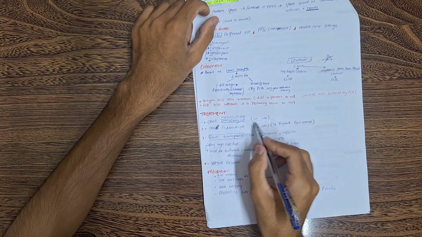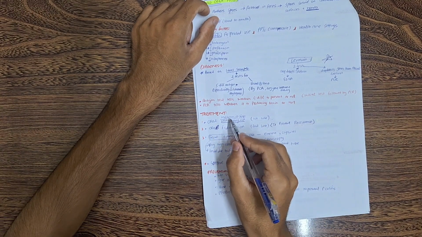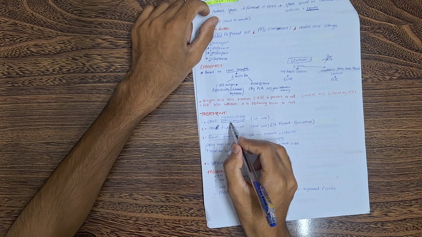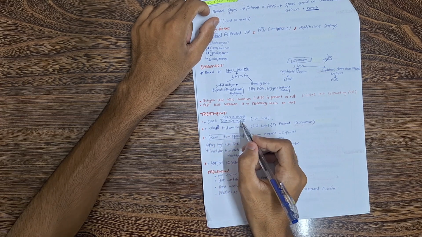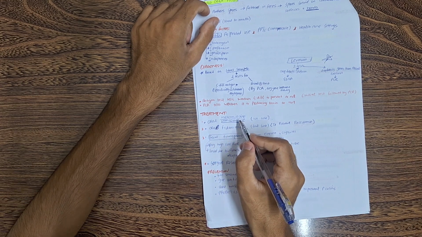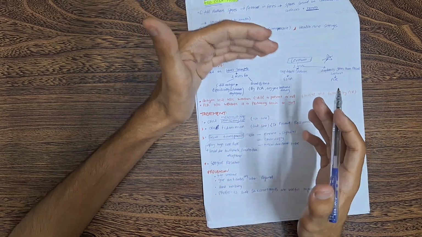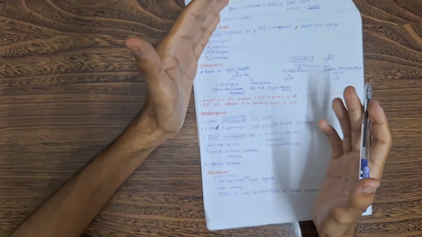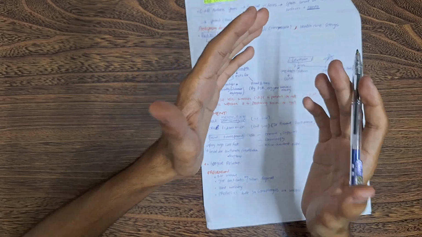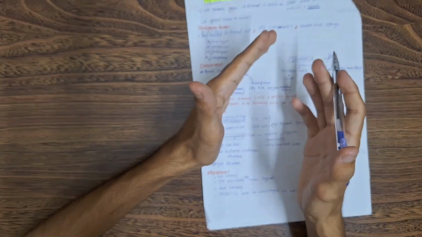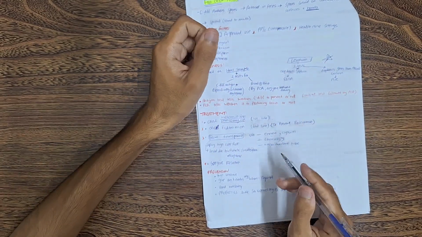So the first line of treatment is oral vancomycin or metronidazole. Normally vancomycin is not given orally because it is poorly absorbed. But in this case, we don't want vancomycin to be absorbed, because if there is absorption, it will leave the colon. That is why we are giving oral vancomycin. Due to its poor absorption, it will stay in the colon and it will destroy the Clostridium difficile.